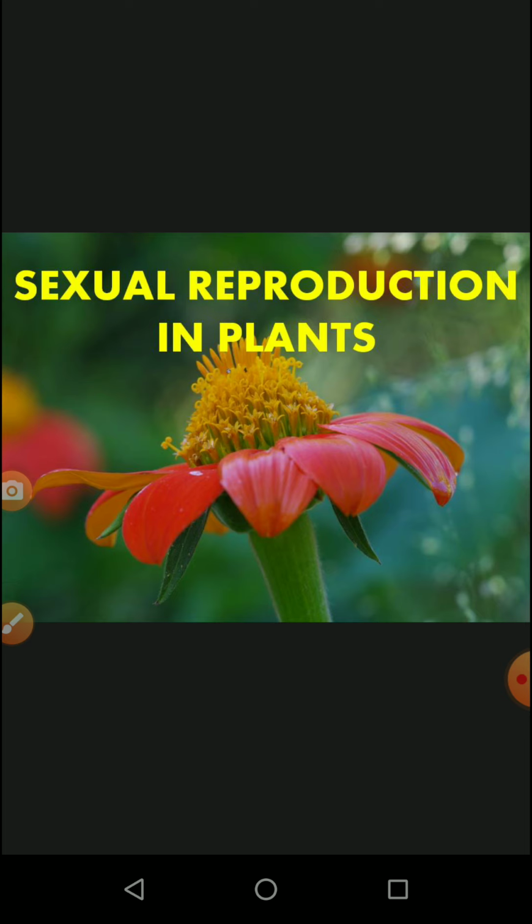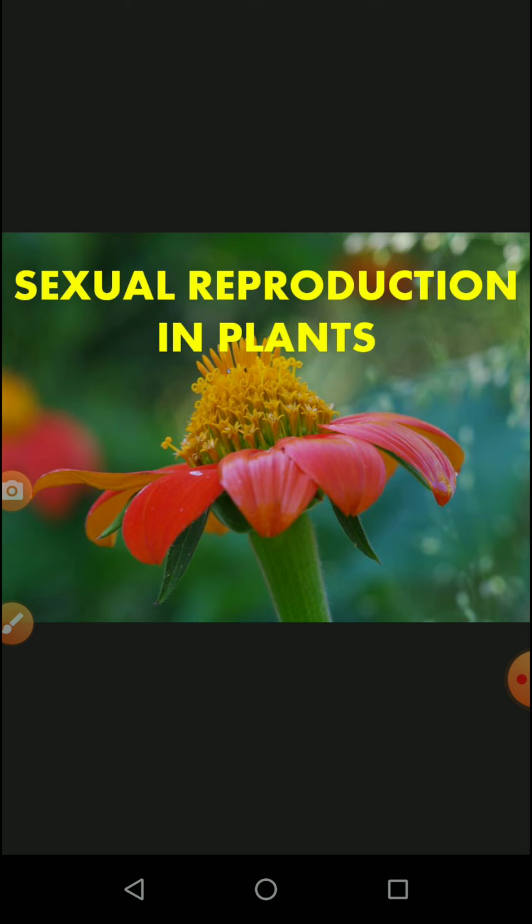Because of that reason, they are called flowering plants. The sex organs of the plant are called flowers. The flowers are of two types: one is called unisexual flower and another one is called bisexual flower. A unisexual flower consists of either male or female character. A bisexual flower consists of both sexes in the same flower.